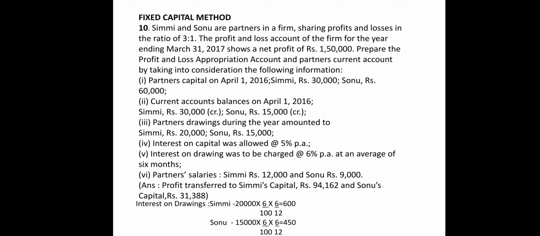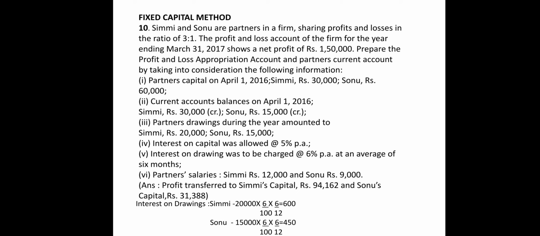Simi and Sonu are partners in a firm sharing profit and losses in the ratio of 3:1. The profit and loss account of the firm for the year ended on 31st March 2017 showed a net profit of 1,50,000. Prepare profit and loss appropriation account and partners current account taking into consideration the following information. So here they have stated that 1,50,000 is their net profit to be transferred, and then the rest of the items are given one by one. So we are going to look at that.